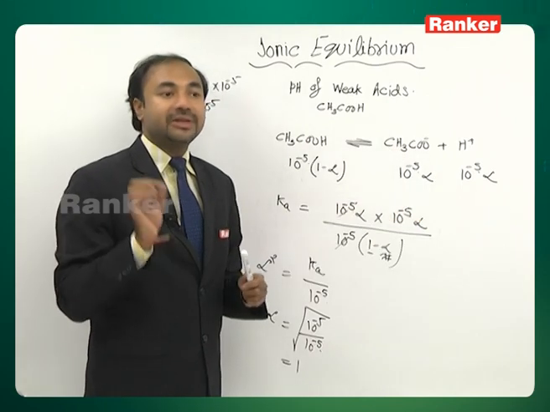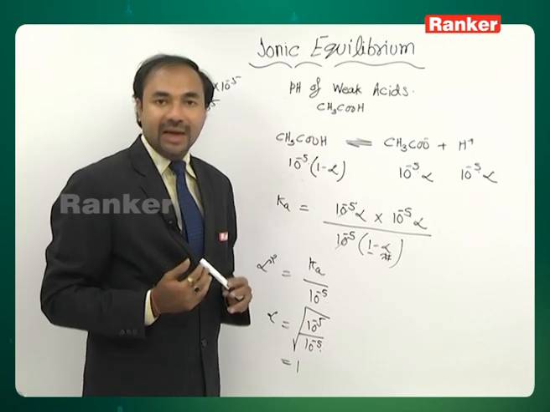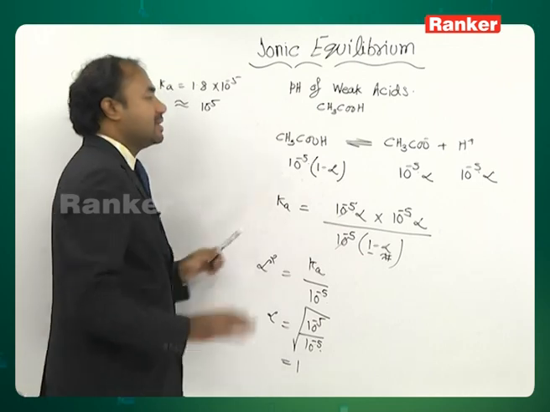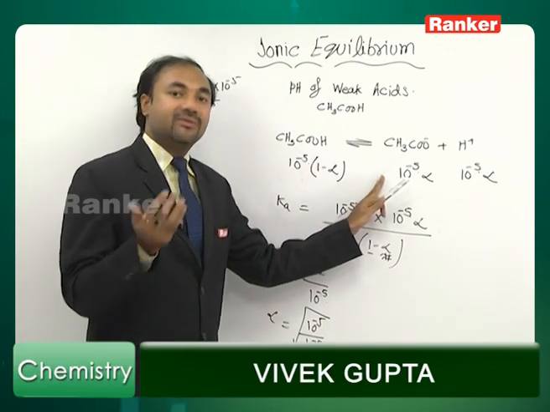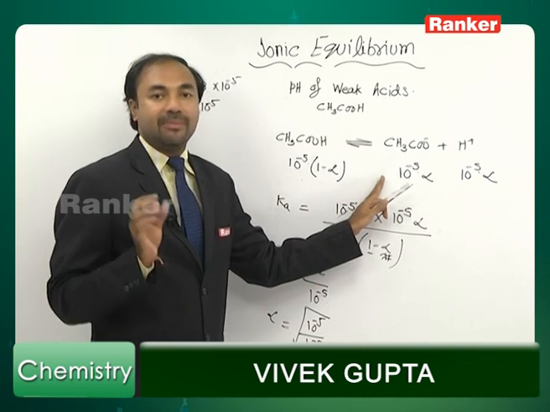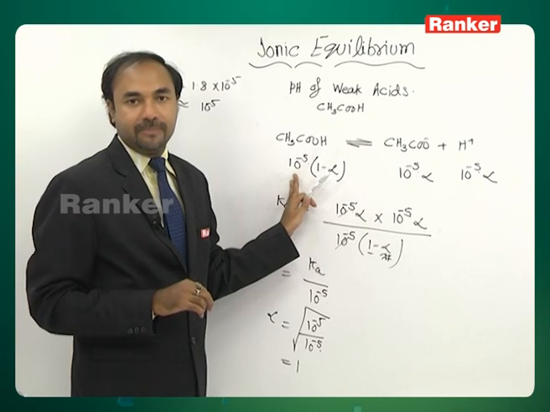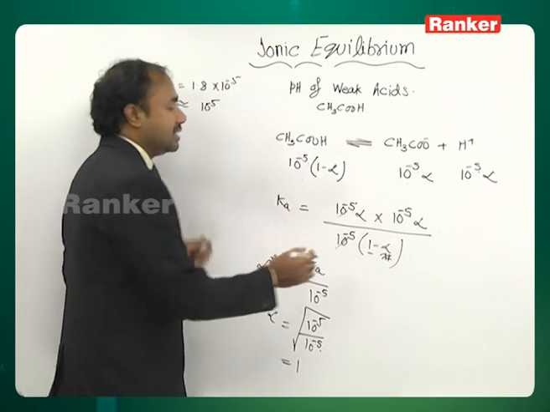Alpha, remember, is degree of dissociation, which tells us what amount of the acid or what percentage of the acid dissociates. If I am saying alpha is 1, it means 100% of the acetic acid is undergoing dissociation, and if that was the case, acetic acid would have been called a strong electrolyte, not a weak electrolyte. Got it? So obviously this approximation is invalid.